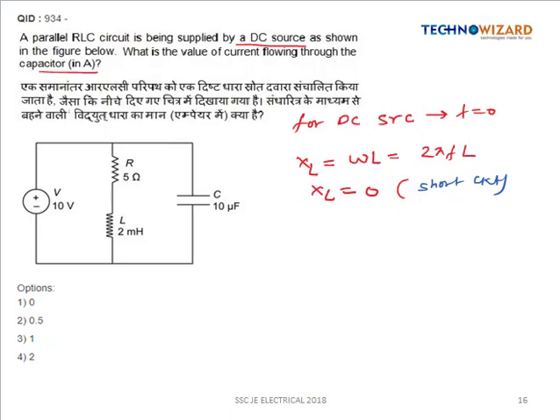Similarly, the capacitive reactance is given by 1 by C omega, which is equal to 1 by 2 pi fC. So if we substitute f is equal to 0, the XC value will be equal to infinite. It means the capacitor will behave as open circuit for the DC source. So as the capacitor is behaving as open circuit for the DC source, no current will flow through it. Okay, so option A is the right answer.